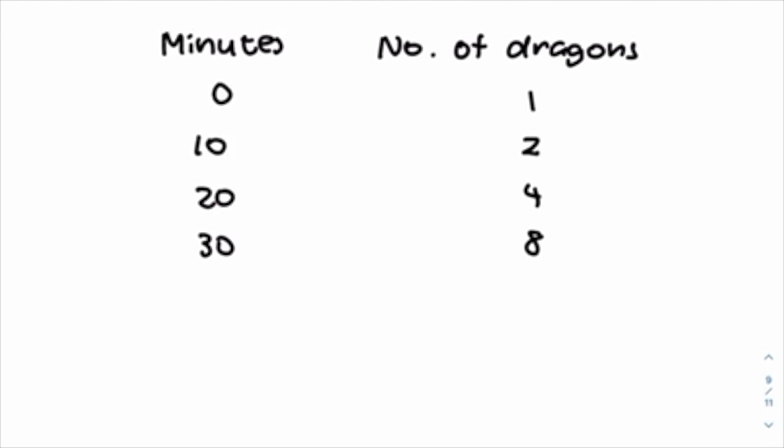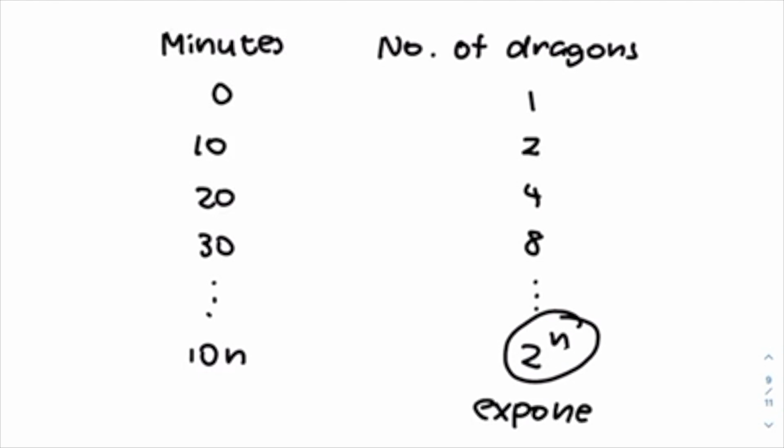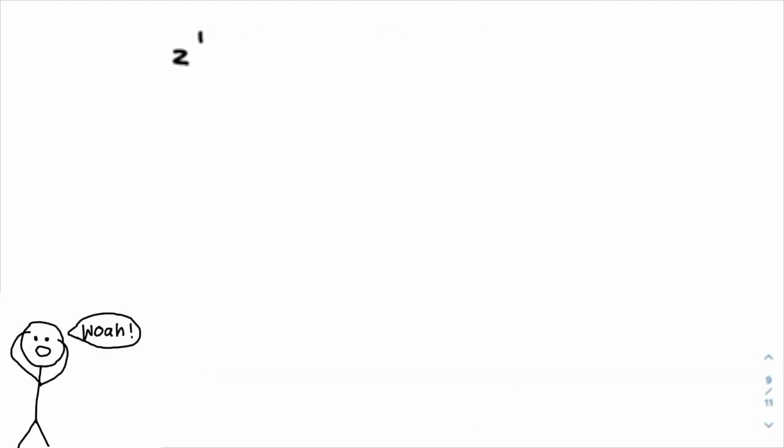express these numbers in terms of the variable n. Let's define n as the number of times dragons have duplicated. At the nth time the dragon duplicates, the number of minutes you stayed in there would be 10n, and the number of dragons existing would be 2 to the power of n. This is an exponent, which refers to the number of times a number is multiplied by itself. In this case, 2 is the base and n is the exponent.